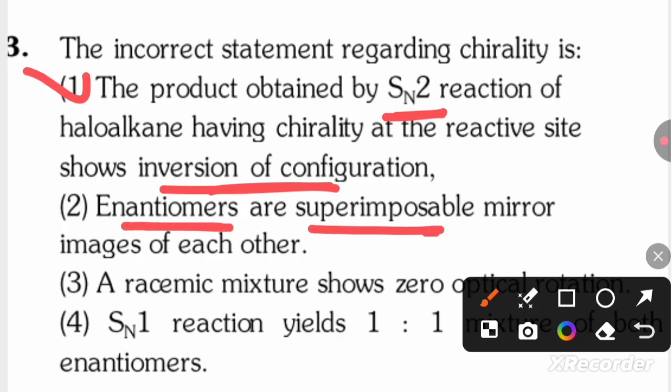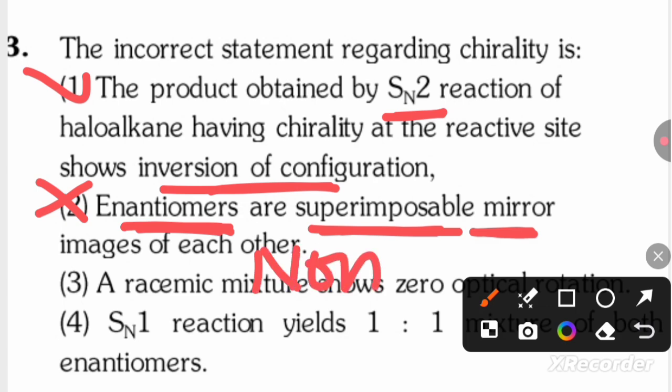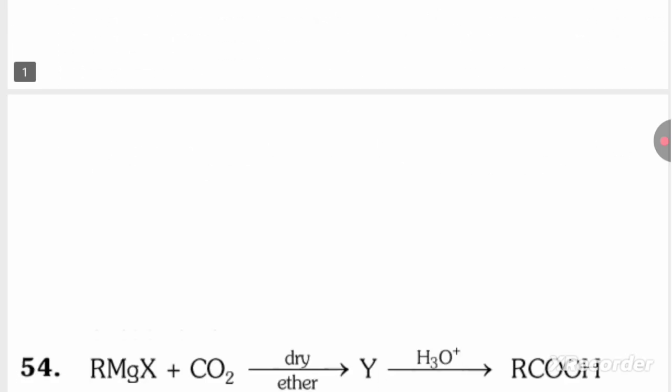Let us go to the second statement. Enantiomers are superimposable mirror images. This is a wrong statement, because enantiomers are non-superimposable mirror images. So option 2 is the right answer for this question. Let us go to the second question.